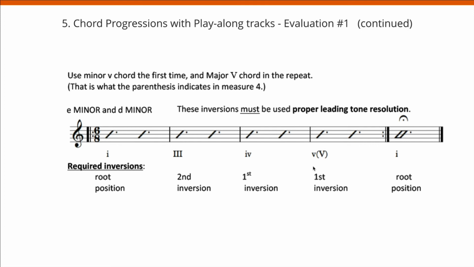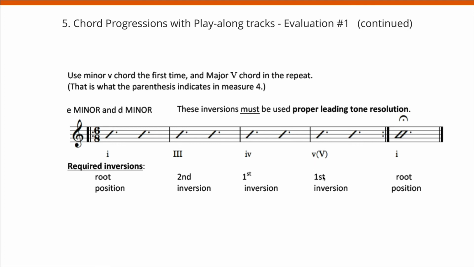It's an indication that the first time through you play what is notated normally. The second time through on the repeat, you play what is notated in the parentheses. So therefore, second time around, we're going to use this. That means as I play the progression, I'll play a 1 chord, a 3 chord, second inversion, 4 chord, first inversion, first time, minor 5 chord in first inversion.